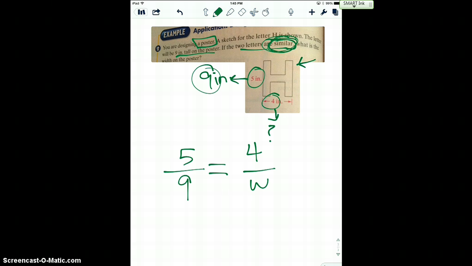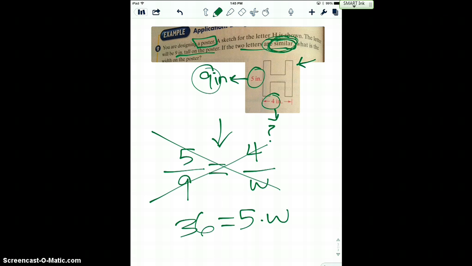So that would tell me my sides are in proportion. And now we have a simple proportion to solve, and we could use a ratio table, or we could use the cross products. I'm going to go ahead and use the cross products. 9 times 4 is 36, and that's supposed to be the same as 5 times W.